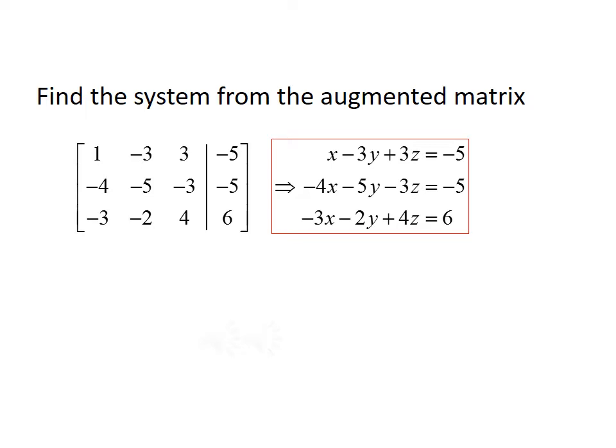If we put all of that together, we get the system of equations x minus 3y plus 3z equals negative 5, negative 4x minus 5y minus 3z equals negative 5, and negative 3x minus 2y plus 4z equals 6. There's a special form of the matrix that we're going to try to achieve that's called row echelon form. Once you get a matrix in row echelon form, you've basically solved for one variable of the system and can use back substitution to find the other variables.